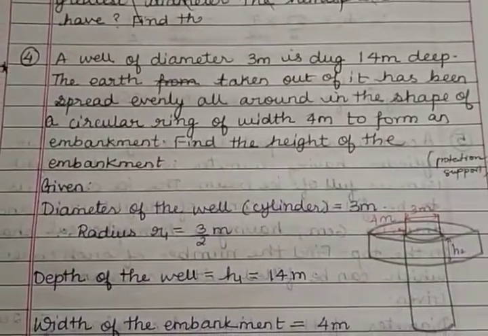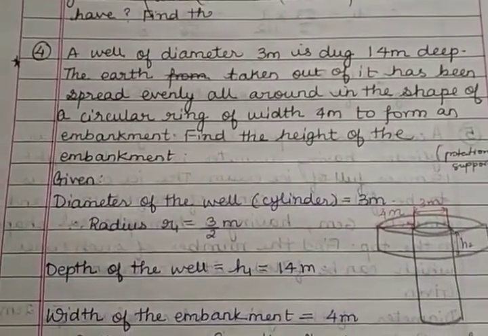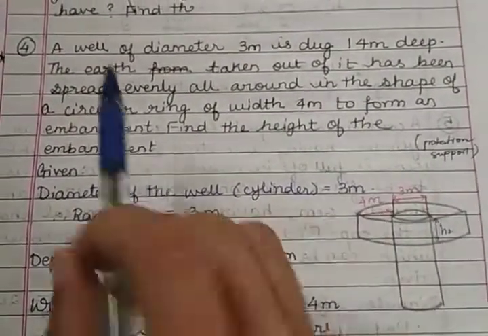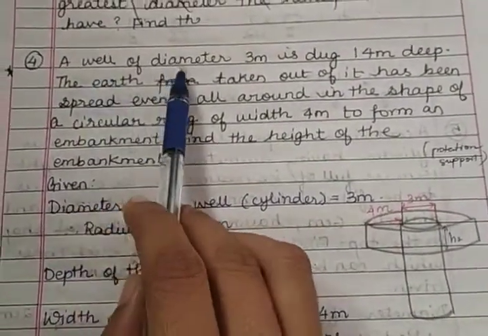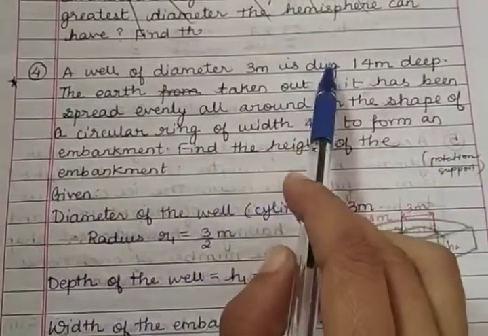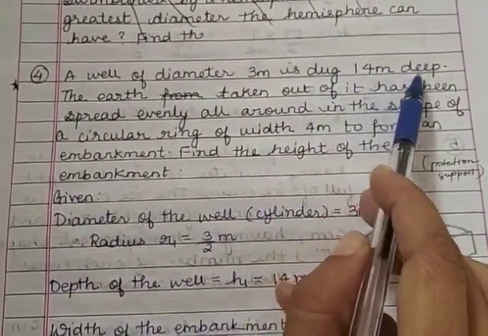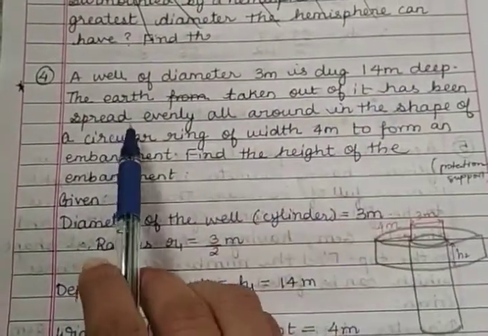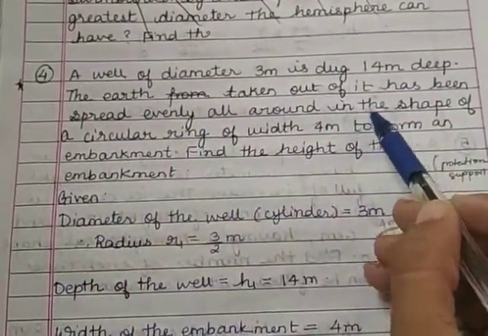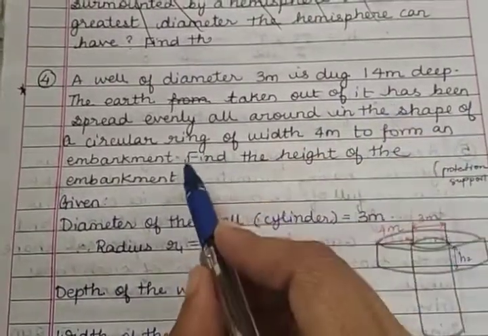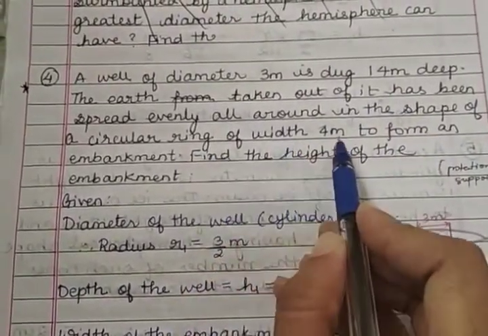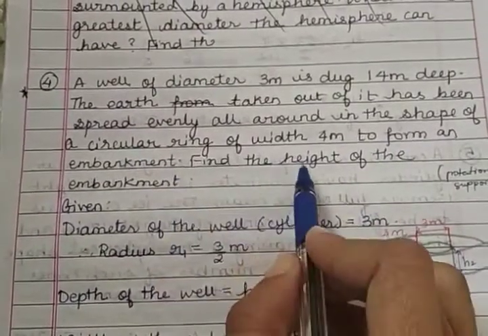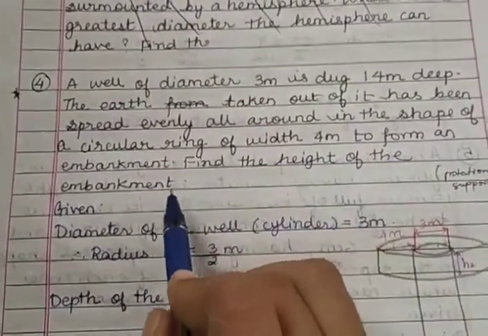In this video, let us see the fourth question from the exercise. The question says, a well of diameter 3 meters is dug 14 meters deep. The earth taken out of it has been spread evenly all around in the shape of a circular ring of width 4 meters to form an embankment. Find the height of the embankment.